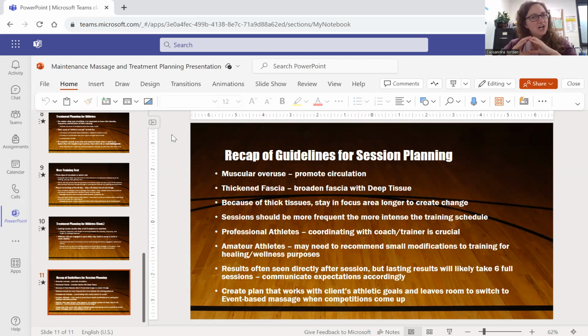You're probably not doing a full body session. This is the session where it's like 1 full hour on just the left leg below the knee. This is this type of session, right? You're staying on these focus areas longer. Sessions should be more frequent the more intense the training schedule. Professional athletes, you should be coordinating with their coach or trainer.